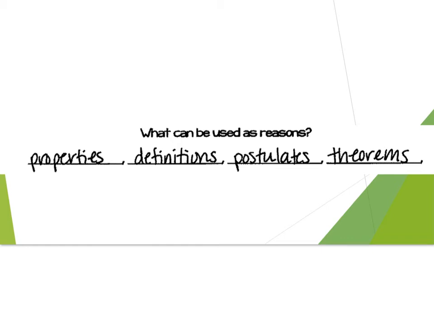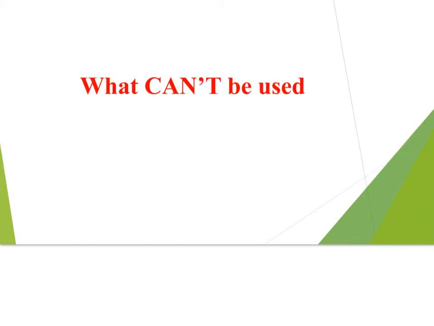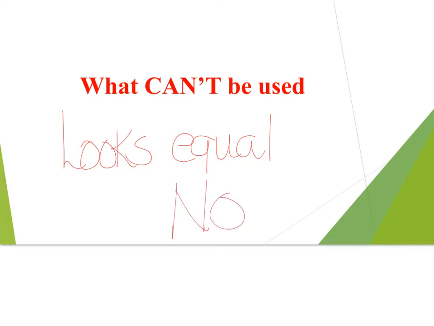Now, what can be used? Well, let's take a look. What can be used as a reason is any property of equality. We can use any definitions. We can use any postulates, and we can use any theorems. So let's talk about what can't be used. You can't say that it looks equal, because guess what? That's not a property or a definition. That's you trying to take a look at it and thinking that it looks equal. Can we use this? And the answer is no.